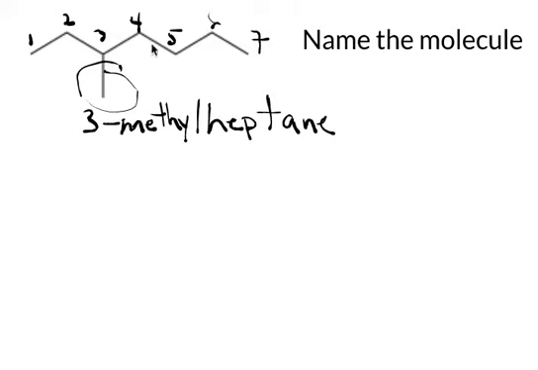You could also name this by starting your numbering at this end. 1, 2, 3, 4, 5. We could also call it 5-methyl heptane, but that would not be correct because the branch needs to have the lowest number possible. So this is how you would go about analyzing and naming 3-methyl heptane.